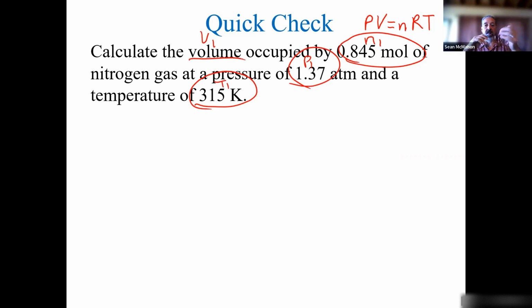The only parameter I don't have is volume. That's what I'm looking for. But I have moles of the gas, pressure, and temperature. That's why I can use the ideal gas law, because this constant allows me to solve for the volume. So I have to plug it in.